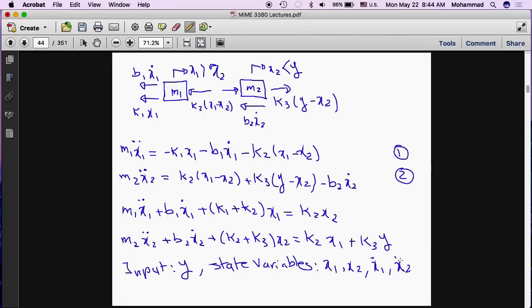Output. Unlike input and state variables, output is not a set answer. It could be any combination of state variables, depending on what you want from this system. What is the purpose of modeling? So I'm not going to repeat it, but any of these state variables or any combination of state variables could be your output, depending on what really interests you in this system.